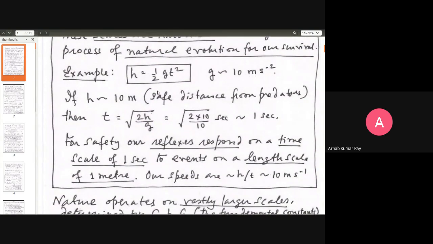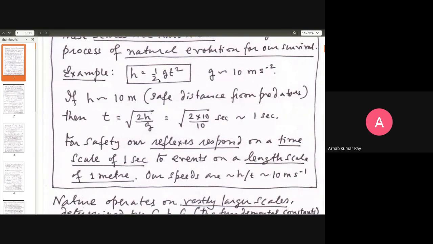It's a familiar formula, h is equal to half g t squared for you. We are all descended from apes. Apes were hunted down by predators, tigers, let us say, or lions, whatever, in the jungles, right? What is the reflex scale on which you operate? Reflex. On the time scale of a second.